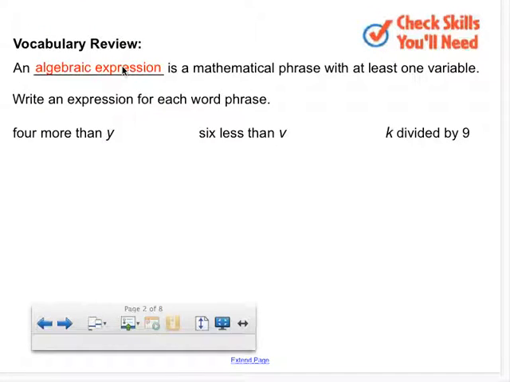Okay, so correct. An algebraic expression is a mathematical phrase with at least one variable, okay? And that's correct, a numerical expression has no variables, right? Now remember, an algebraic expression can have more than one variable. A numerical expression has no variables in it.